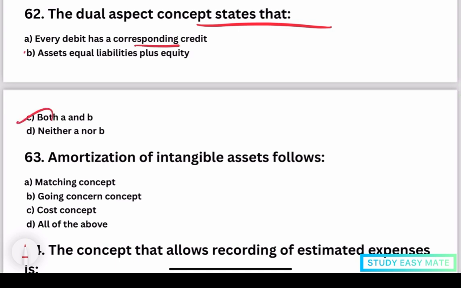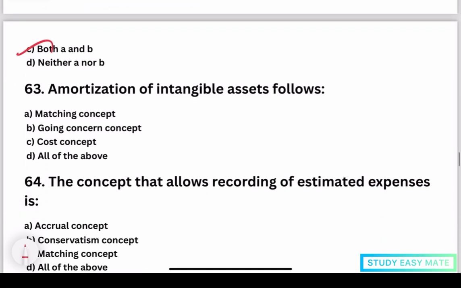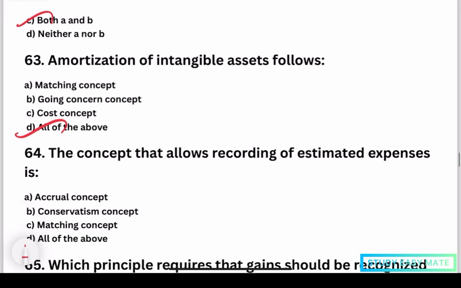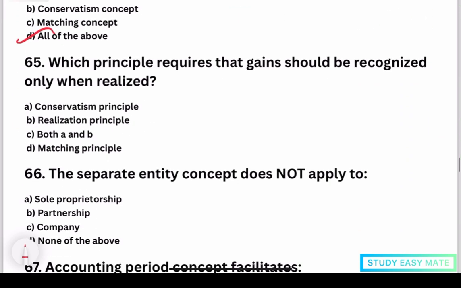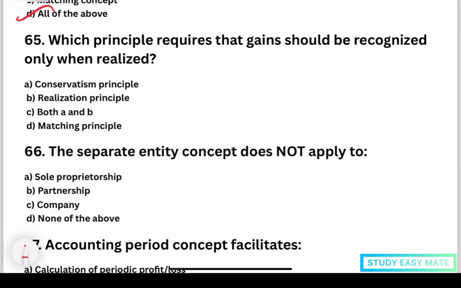every debit has a corresponding credit, assets equal liabilities plus equity, right? So for 63, amortization of intangible assets follows all the above: matching concept, going concern, and cost concept. For 64, the concept that allows recording of estimated expenses is again all the three. Which principle requires that gain should be recognized only when realized? That is conservatism and realization concept.